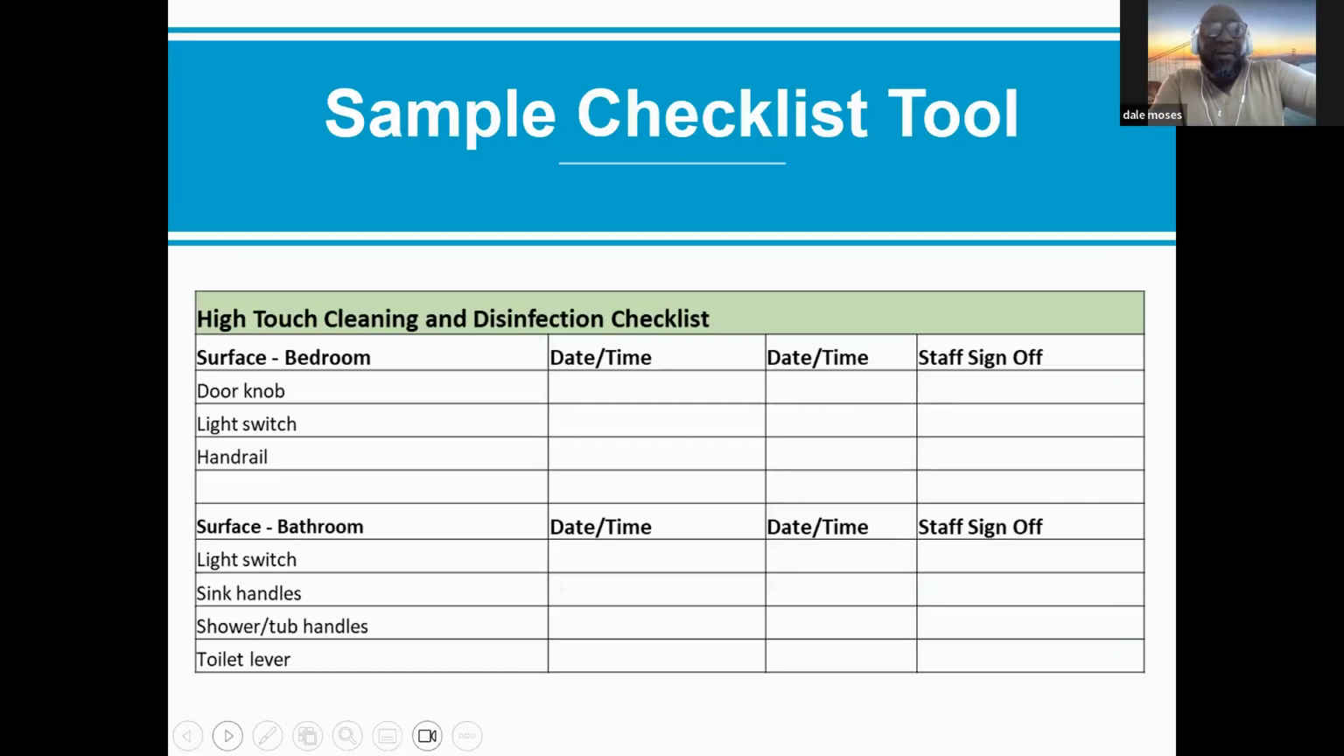So this is an example of what we look for in terms of what's been disinfected: so our doorknob, date and time, and then a staff sign off as well. And sometimes you like to see a signature at the bottom of the actual sheet, or if you're using a computer device, stating that it has been audited to ensure that it has met the criteria and has been cleaned and disinfected as per.